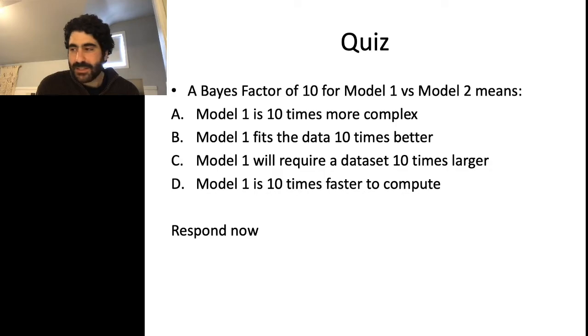All right, great. Yep, the right answer is B, that this is a measure of model fit. And it does have a built-in kind of correction for model complexity, right? But this is supposed to be a model fit measure. And so the Bayes factor doesn't tell you anything explicitly about the complexity of the models. And it doesn't tell you anything about how much data you need or how fast it is to compute, right? It's just this measure of how well these two models fit this data.